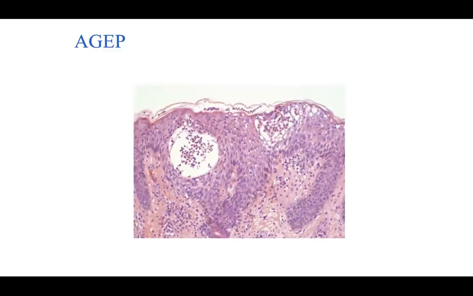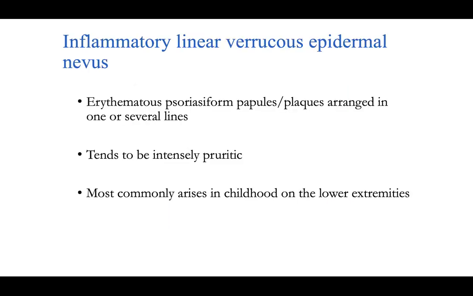All right, so here's another example of some intraepidermal large vesicles and pustules with neutrophils. And on higher power, you would find some eosinophils there. Moving on to inflammatory linear verrucous epidermal nevus, also known as ILVEN. So ILVEN is represented by erythematous psoriasiform papules and plaques arranged in one or several lines. It tends to be intensely itchy and most commonly arises in childhood on the lower extremities.